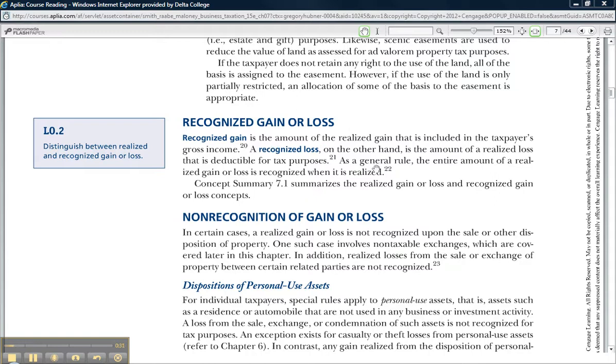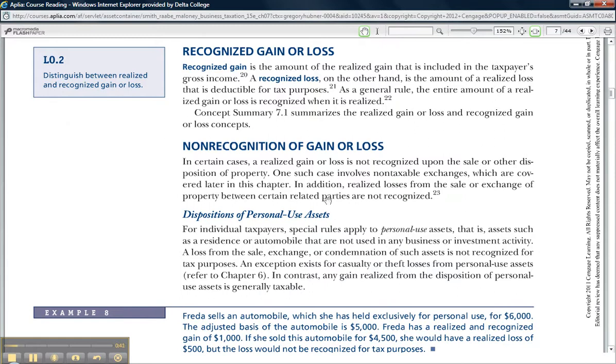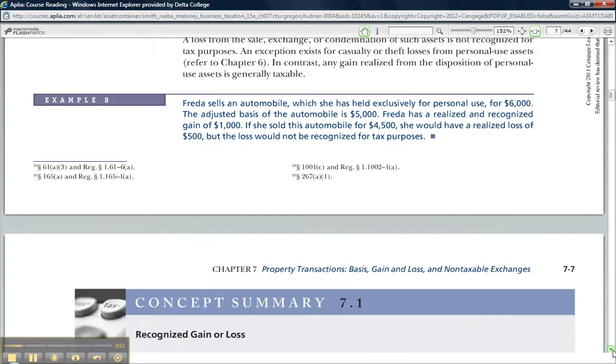So we're not always going to recognize transactions where we have realized gains or losses. So get into some of these non-recognition issues right here. When you have dispositions of personal use assets, if you have a gain, then that's taxable. But if you have a loss, it's not deductible. So you can read an example of that.